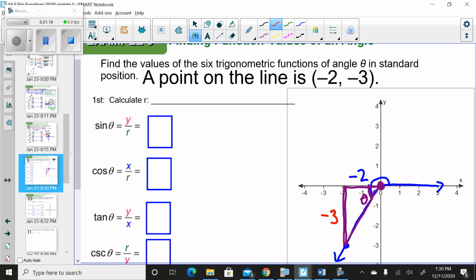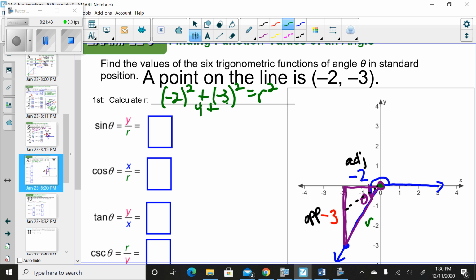So again, the negatives are direction. I know it seems really weird to put in a sign like that, but those are just directions. So our adjacent was -2 and our opposite is -3, across from the angle. Remember, opposite. Now we need to find our radius, the distance from the origin. So calculate r. Again, be very cautious when you square negative numbers. You should get a positive answer, right?